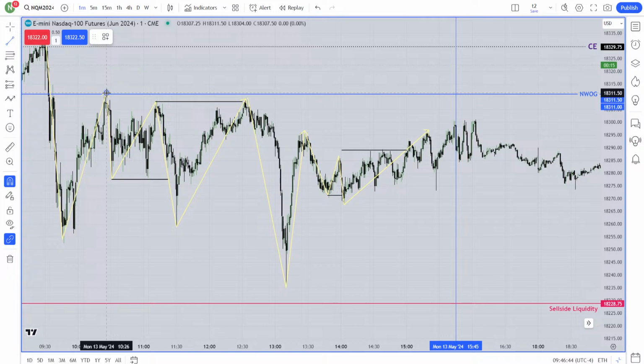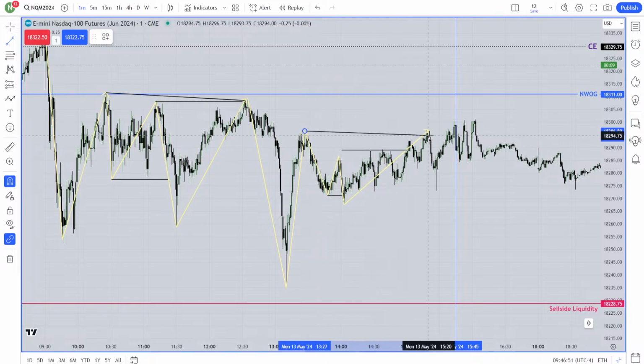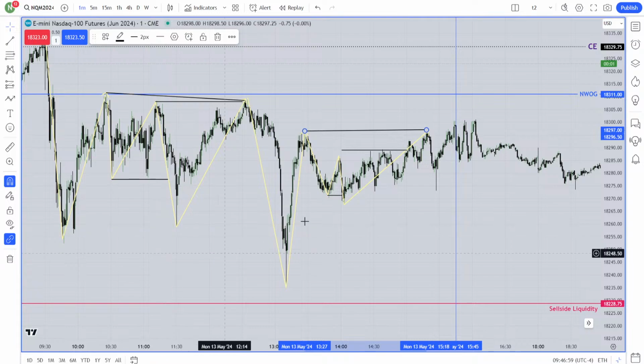Market failed to take this high there. Here the market failed to take that high. So let me remove. Maybe it's an equal high or something like that, but almost the same pattern happened over there.